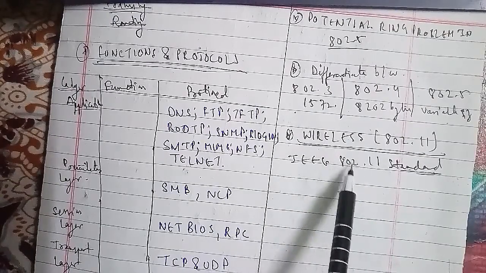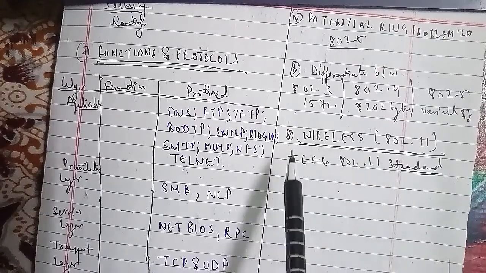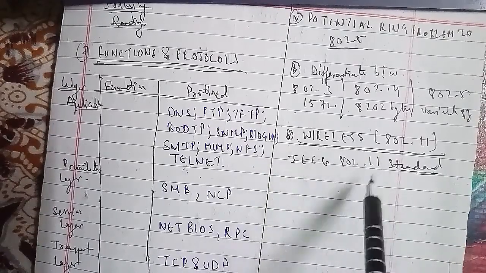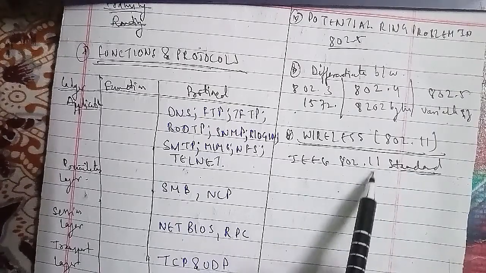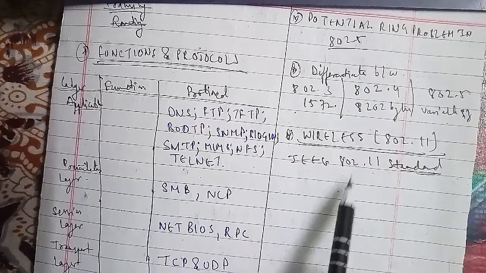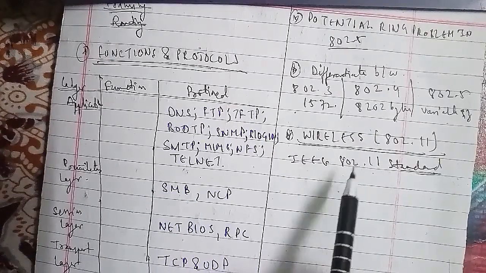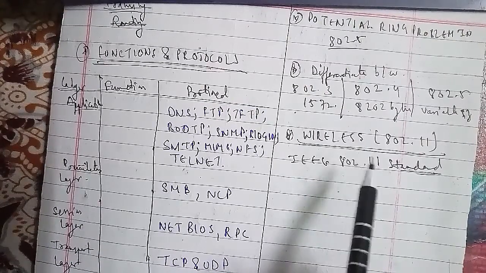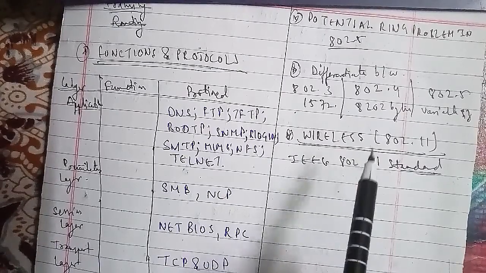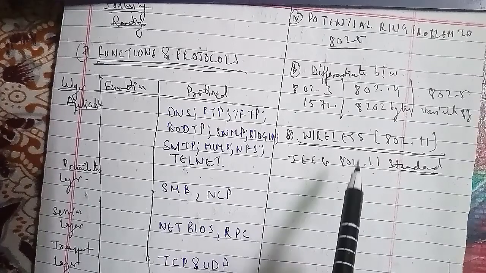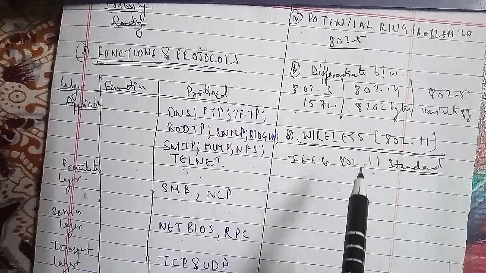A station with no transition mobility is either stationary or moving only inside a BSS. A station with BSS transition mobility can move from one BSS to another, but the movement is confined inside the ESS. A station with ESS transition mobility can move from one ESS to another, and IEEE 802.11 does not guarantee that the communication is continuous during the move.